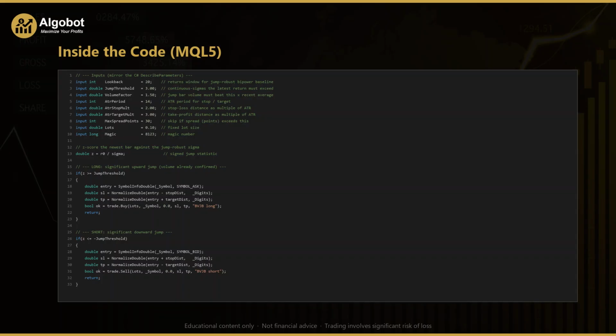The second block is the mirror image for the short side. The condition reads, if Z is less than or equal to negative the jump threshold. Here the strategy takes the bid price, places the stop loss above entry, the take profit below entry, and calls trade.sell. Both sides normalize their prices to the symbol's digits before handing the order to MetaTrader. Simple, symmetric, and easy to follow.